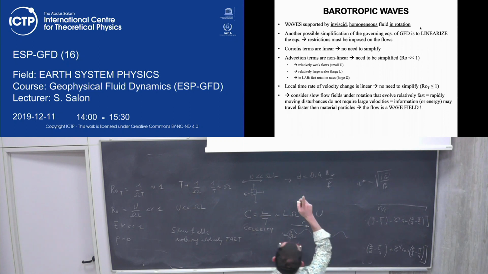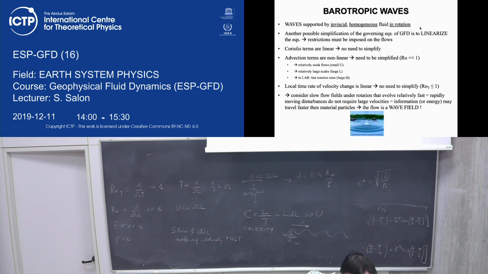So we have to consider slow flow fields under rotation that evolve relatively fast, or rapidly moving disturbances that do not require large velocities, which means that information or energy might travel faster than the material particles themselves. So next time, tomorrow, we will see the equations of the barotropic fields, and we will see some examples of barotropic fields that exist in GFD.